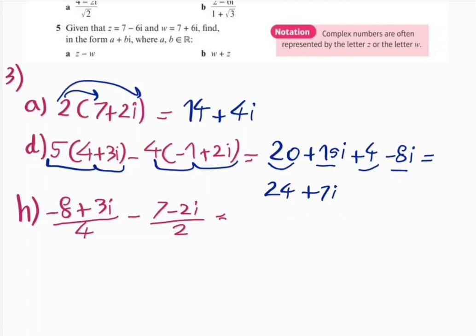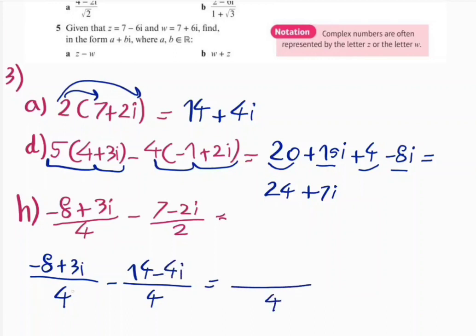H. So we should take a common denominator of this first. And we can take a common denominator of 4. So the first one is (minus 8 plus 3i) over 4. The next one, we should multiply the numerator by 2, and we get 17 minus 4i. Now we can calculate this. So minus 8 minus 14, which is minus 22. 3i plus 4i, which is 7i.